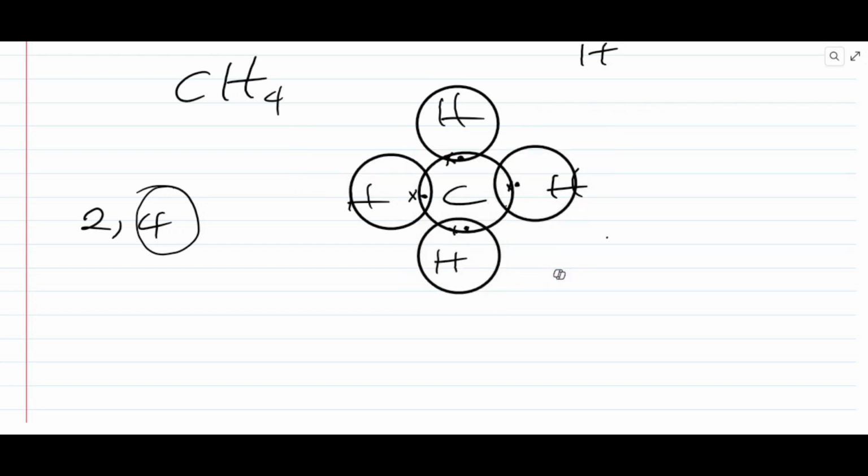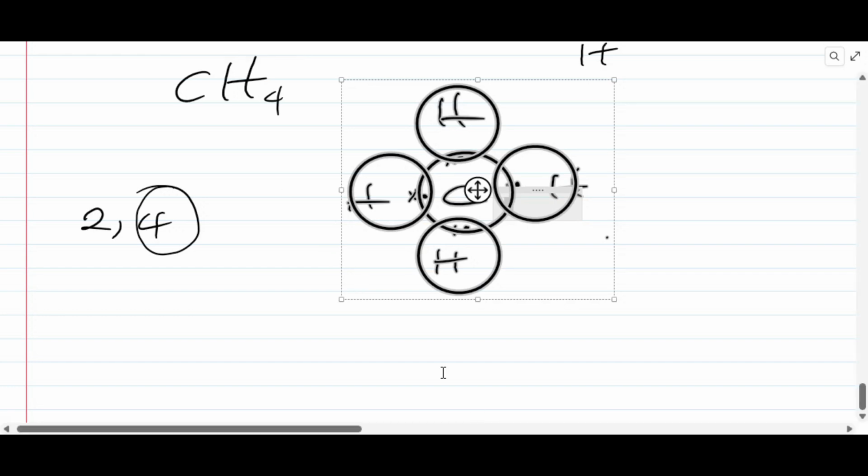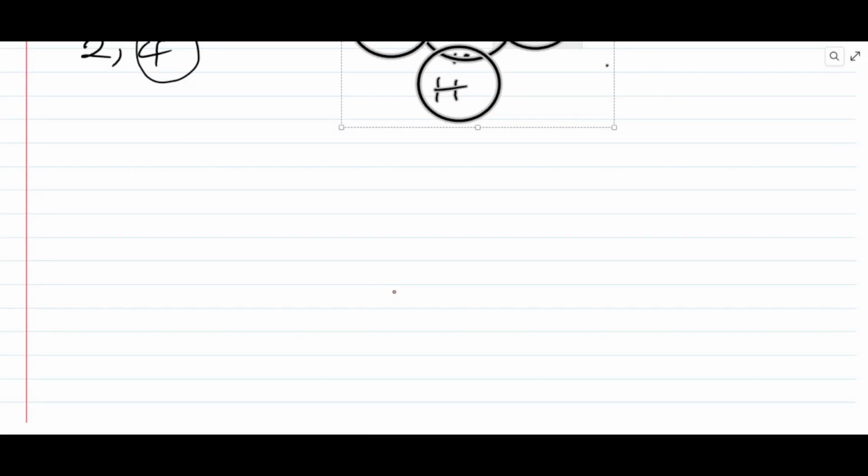You can see how I generate the electronic structure for methane. I'm able to draw the shell diagram for methane from just CH4, that is from the displayed formula. You can do the same thing for ethane. Let's do that quickly for ethane.